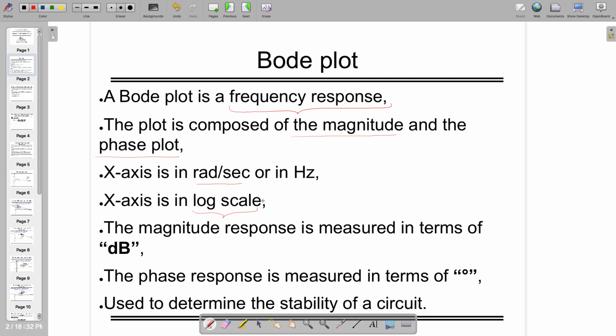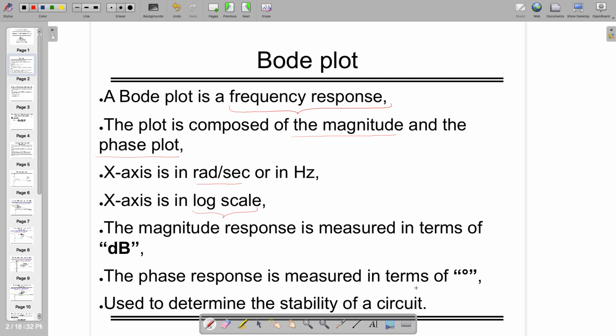The reason is we want to go from 0 hertz or a very low frequency to a very high frequency. If it is on a log scale, you can move from very low to very high frequency very easily. However, if it is on a linear scale, it's very difficult. That's why the log scale is very important.